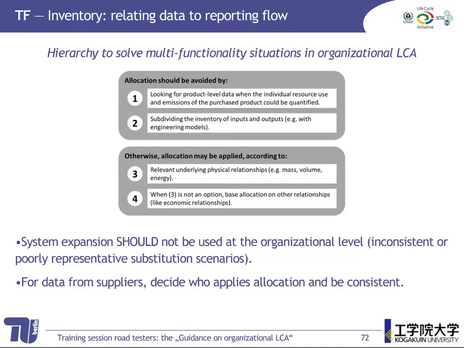Otherwise, if I cannot use any of these first two options, I have to apply allocation, physical allocation or economic allocation, as in product LCA. As you can see here, system expansion is not considered as an option for the organizational level, because we think, and also the ISO, that the data that we can use and the model to define this substitution scenario, when we are talking about a company that is much more complex, can be inconsistent or not fully representative of the organization.